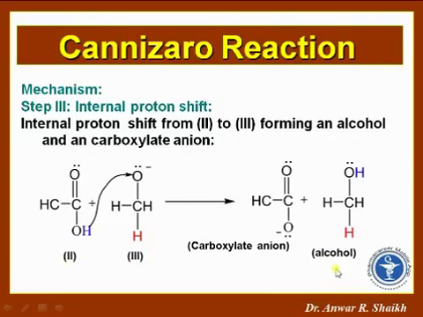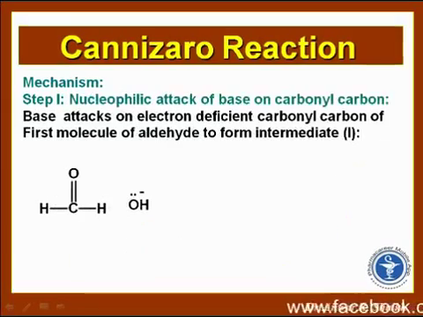The next step involves internal proton shift. Intermediate 2 transfers a proton to intermediate 3 and forms a carboxylate anion and alcohol, that are the ultimate products of the Cannizzaro reaction. Let us see the animated mechanism.